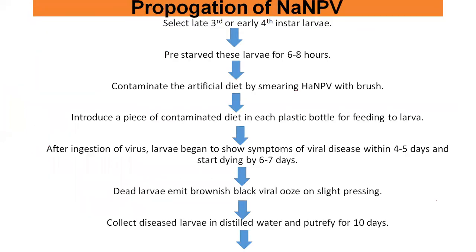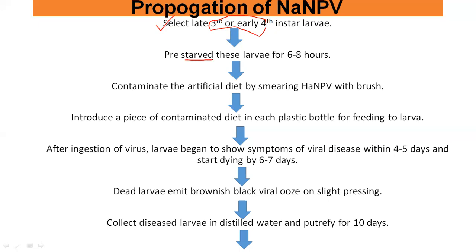So now what is the procedure of propagation? Here is the actual protocol: how to propagate, how to contaminate, how to produce this HNPV. Firstly, after the larvae are reared in the laboratory, they are selected. For selection, the instar stage matters. The third and fourth instar larvae are very important, after the initial first and second stages. The third and fourth instars are very effective for getting a larger quantity of our biopesticide.